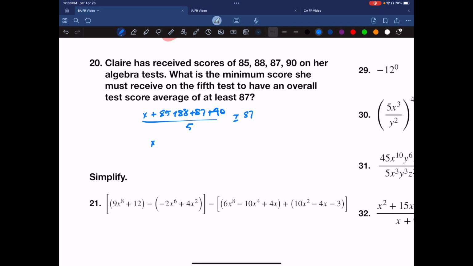You add up all those numbers, it's going to be x plus 350, and when you multiply 5 to both sides, that's going to be 435. Okay, subtract 350, that's going to be x is greater than or equal to 85. So what does she need to have? She needs at least an 85.